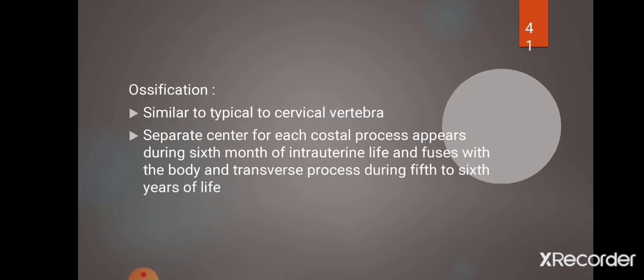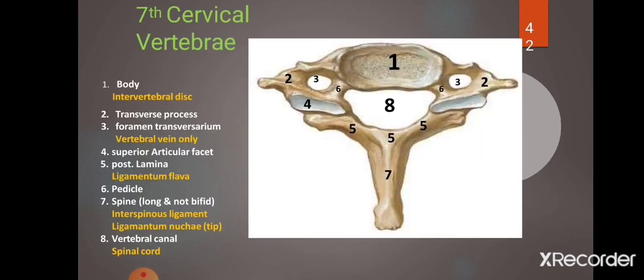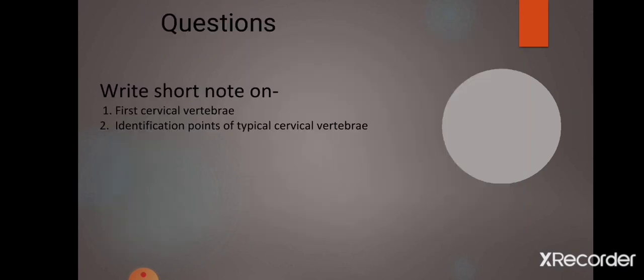Then ossification is similar to the typical cervical vertebrae. A separate center for each costal process appears during the 6th month of intrauterine life and fuses with the body and the transverse process during the 5th to 6th years of life. So these are the important landmarks and the attachments of the seventh cervical vertebra. We just go through it.